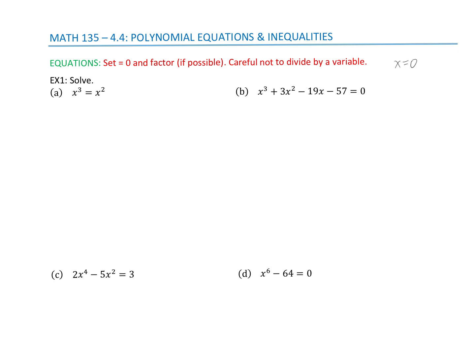So for this first one, we have x cubed equals x squared. So I'm going to go ahead and set it to 0, and I'll minus the x squared from both sides. When I do that, I get x cubed minus x squared equals 0. Now we'll go ahead and factor.